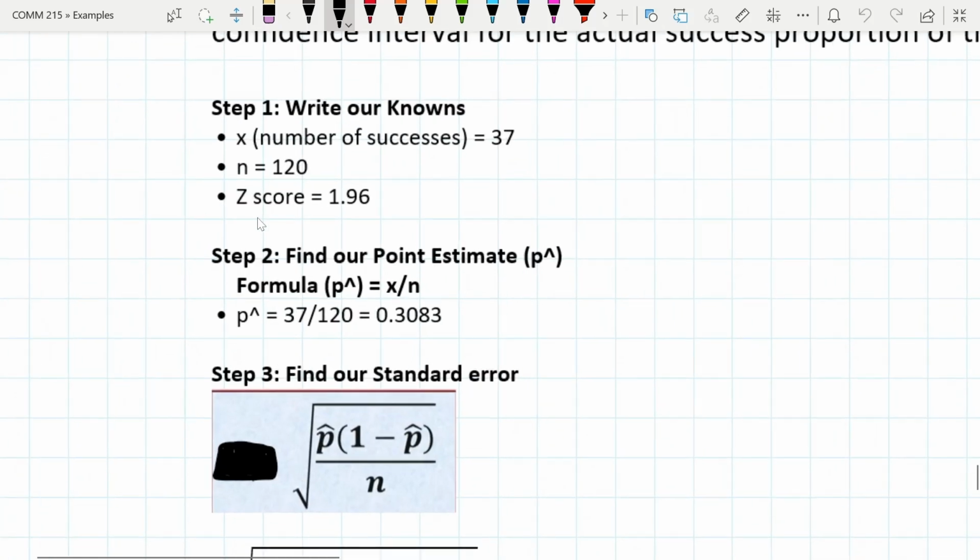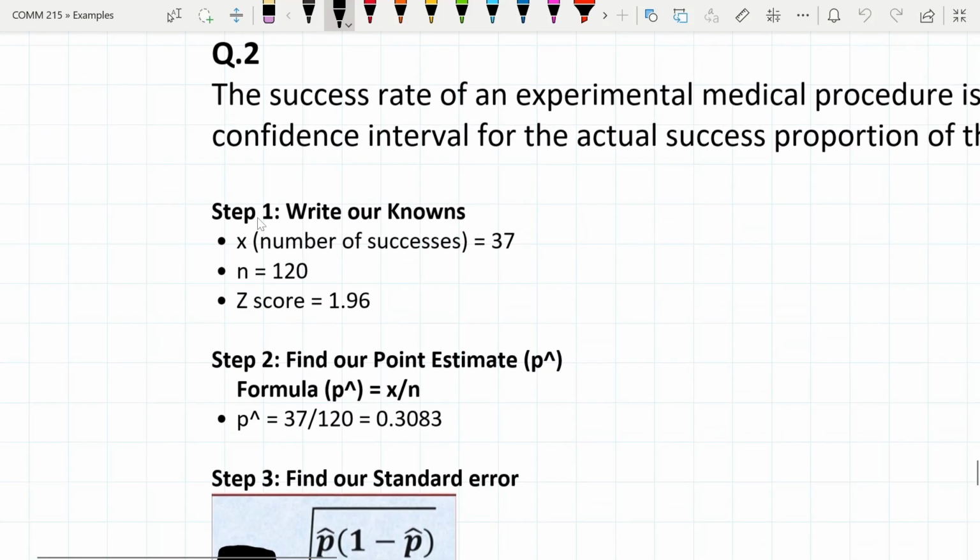So here, step 1, like everything, write our knowns. So what do we know? Well, X, the number of successes, is equal to 37, that is given to us, and our sample size is equal to 120, that is also given to us, and the Z score equal to 1.96 is calculated from the 95% confidence interval that they gave to us.